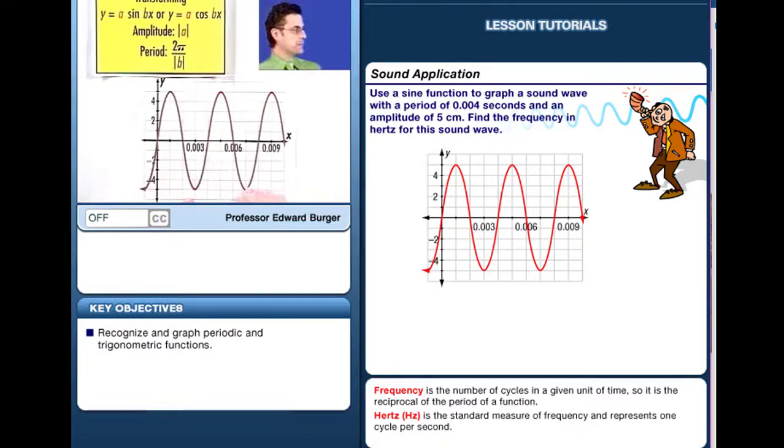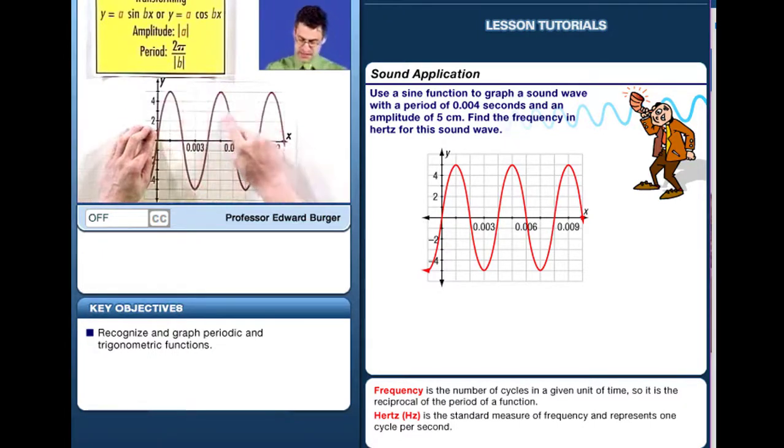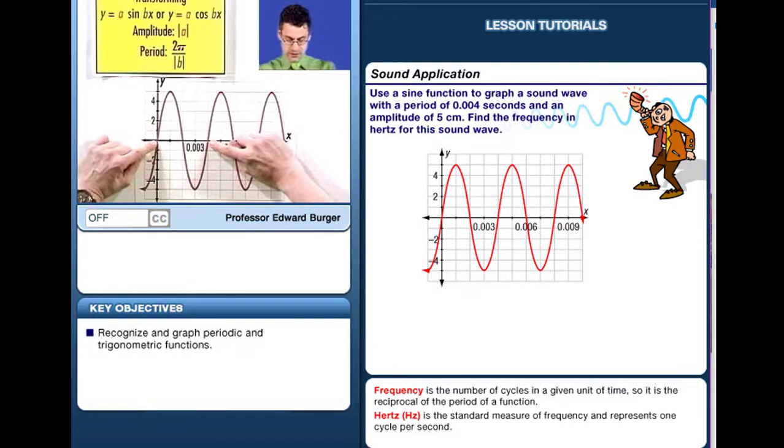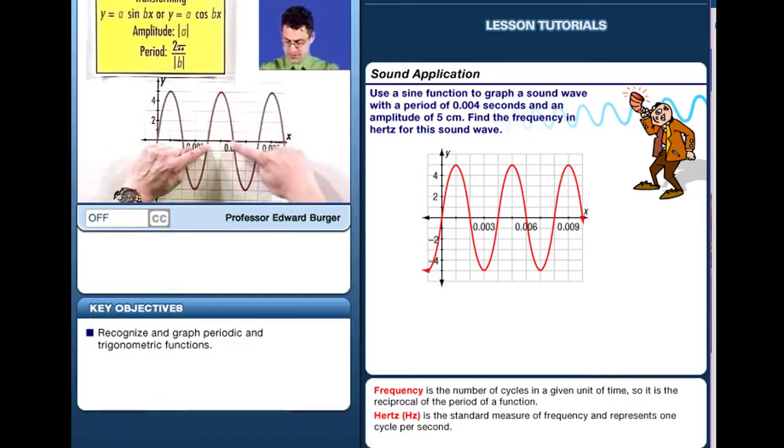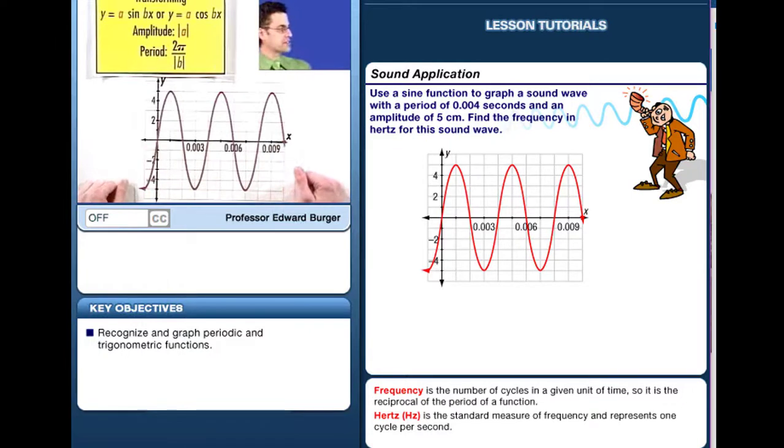And you can see that the period now also has been shrunken dramatically. So we have lots and lots of periods. We have a complete cycle, a complete period, at 0.004. And you can see that exactly here. We've made one complete sinusoidal cycle in 0.004 units. And then another 0.004 units, we have another cycle. So there's the graph. And now the question is to find the frequency.